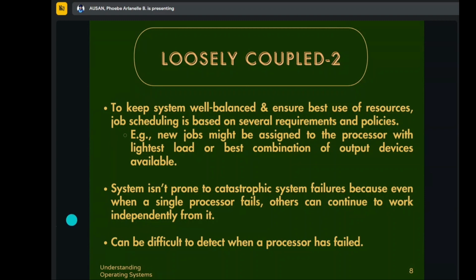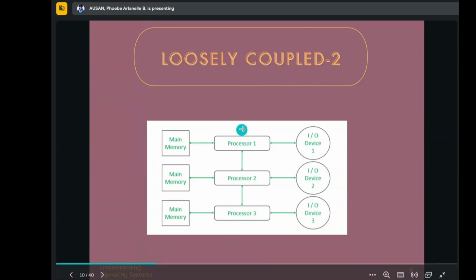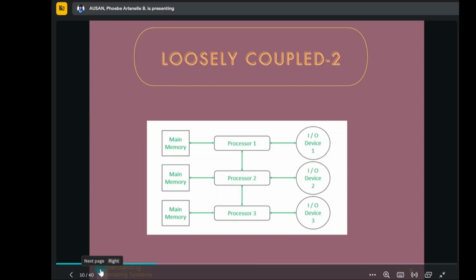So next is the concept, or the graph or architecture, of loosely coupled. As you can see, these are the lines between the processors. Each can maintain its own memory, or do its own task by each processor, but they all benefit from a single output. I hope you understand what I discuss.